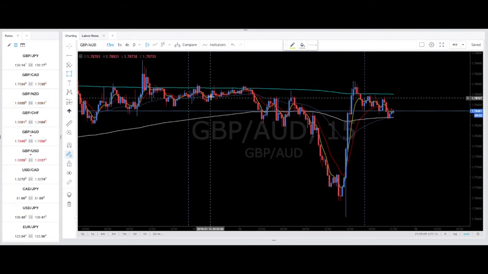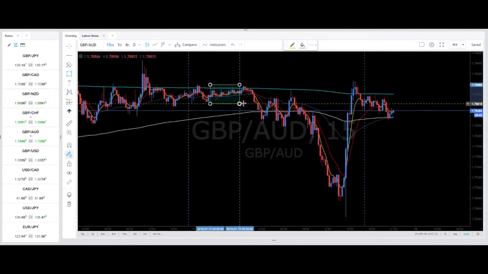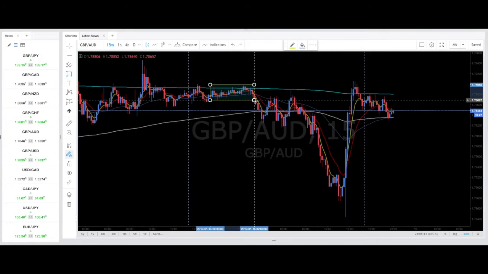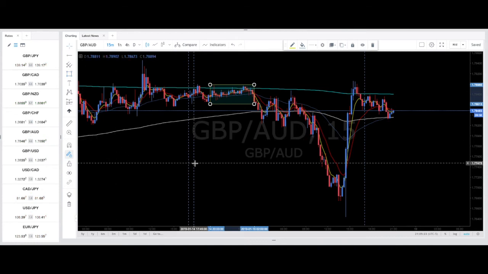Think about the fact that you didn't need to worry about trading news or anything like that, because by the time all that hit, you had already collected. You could have collected over 800 pips, right? So here we go on pound AUD.